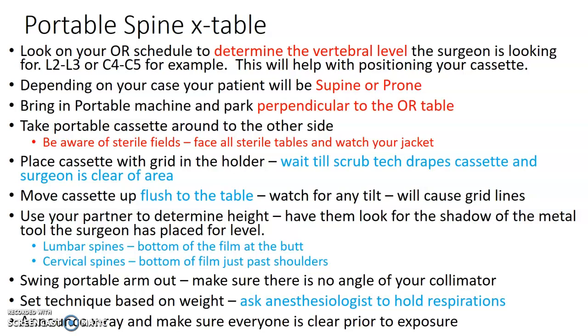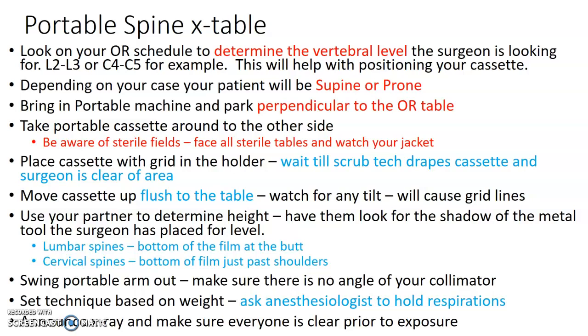When you bring the portable machine, you're going to park perpendicular to the OR table. Park close enough where you can swing out your tube and be able to center. If you park too close to the spine, then you're going to have to move your portable. So be aware of that. And remember, the arm extends out pretty far. Okay. Take your portable cassette around to the other side. Make sure you have the correct grid on it. Make sure you're using the digital grid.